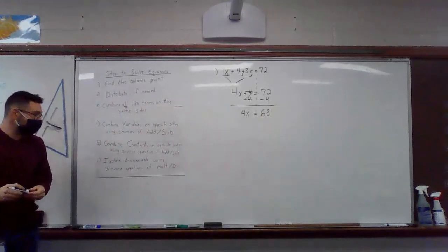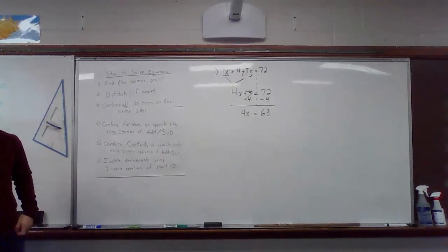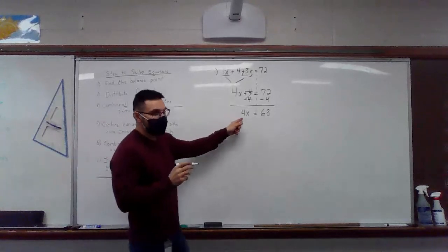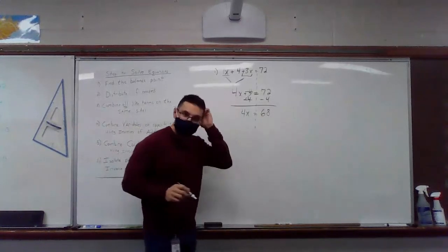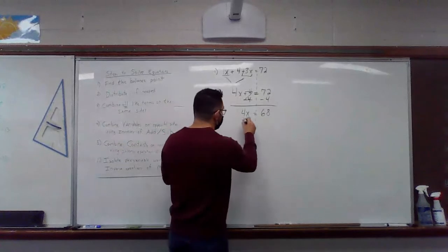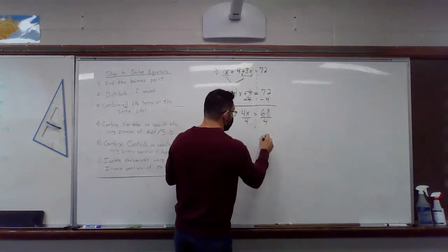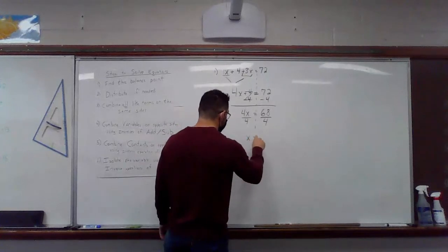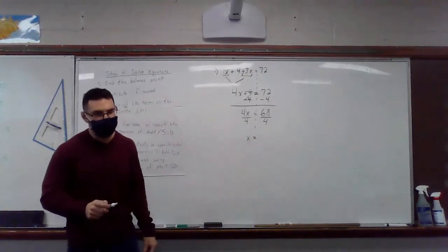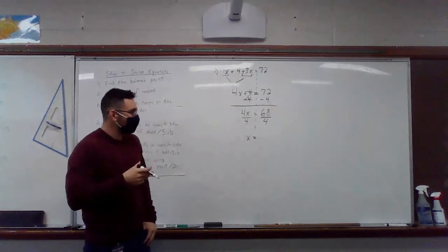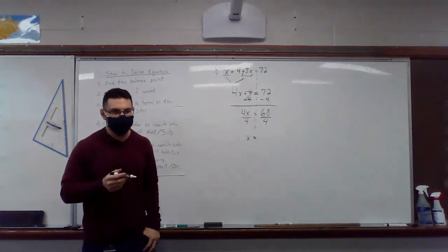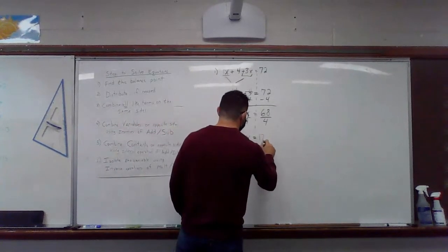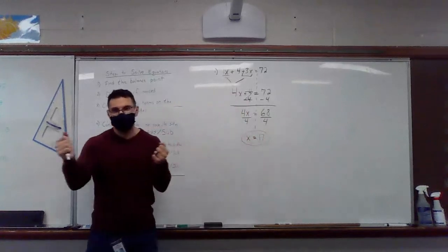Last step, isolate the variable using inverse operations of multiplication and division. This is multiplication, so I need to divide. I'm going to divide both sides by 4. That leaves me with x equals, and I think it's 17, but double check my work, please. Is it 17? Winning.